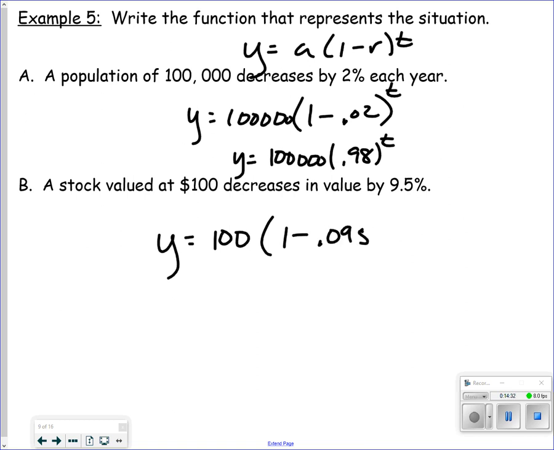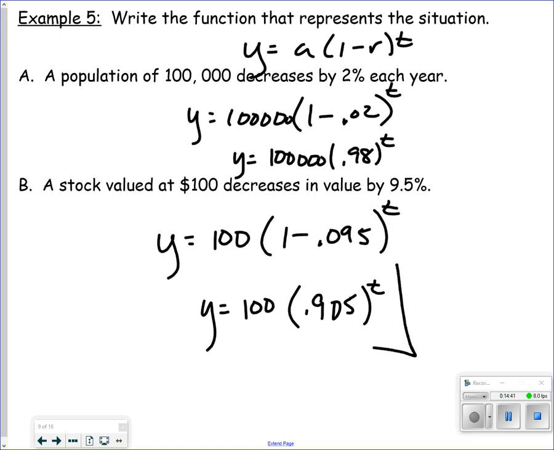Next one, we got stocks that start off with $100. 1 minus 0.095 raised to the t. Again, I will let my class leave that as their model. If you go 0.905, that would also be your model.